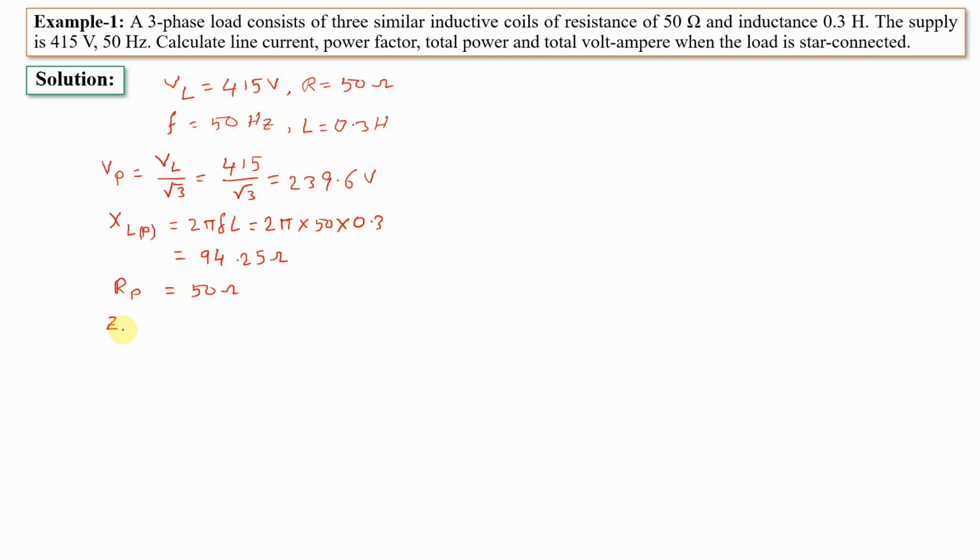Next, impedance per phase, that will be square root of R phase square plus XL per phase square. So the values are 50 square plus XL we have calculated, 94.25 square, and after solving this we'll get the impedance as 106.69 ohms. It is the impedance per phase.